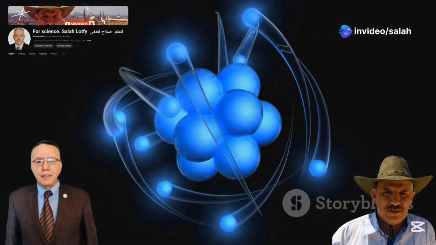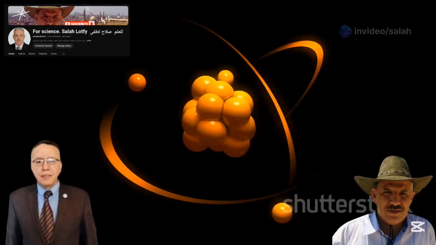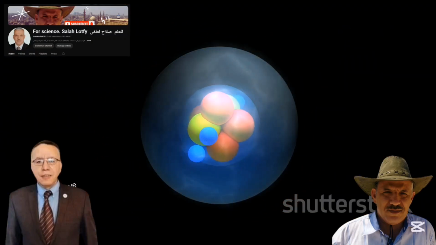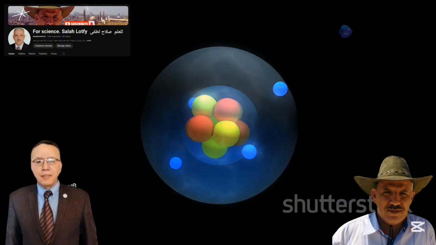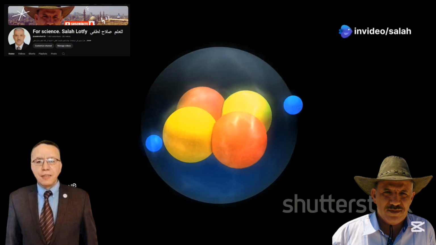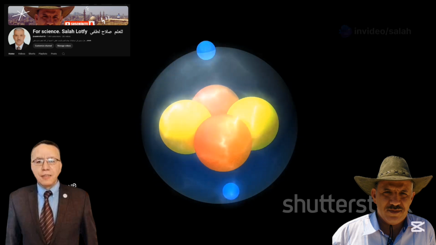Atoms are the building blocks of our universe. They make up everything we see, touch, and feel. But what are atoms made of? At the heart of every atom lies a tiny, dense nucleus. This nucleus is incredibly small, yet it holds almost all of an atom's mass. The nucleus is a bustling hub of particles called protons and neutrons, collectively known as nucleons.